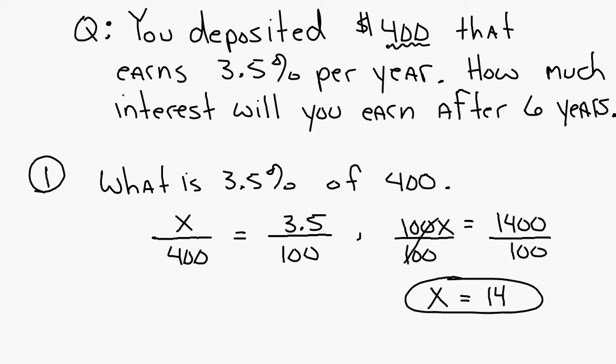So how much interest will you earn after 6 years? You're just going to take your $14 per year and you're going to multiply it by 6, and that will equal $84. So you'll make $84 in interest on the 400 that you put in the bank.